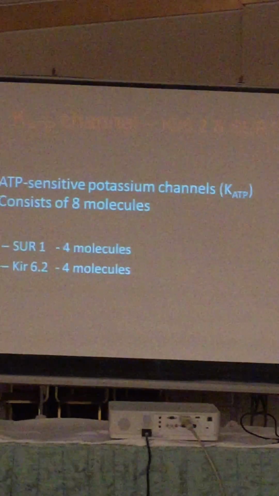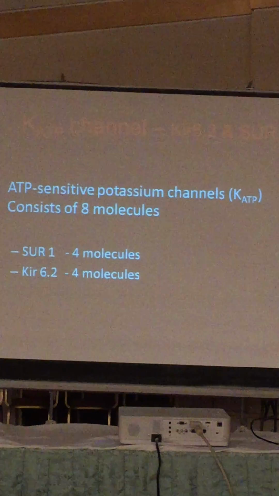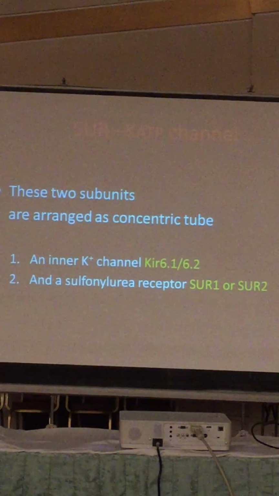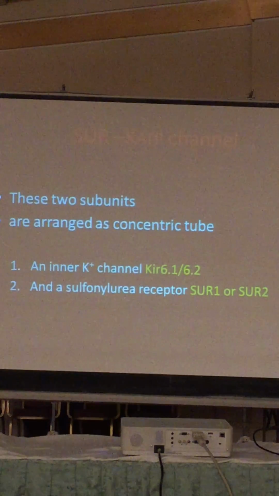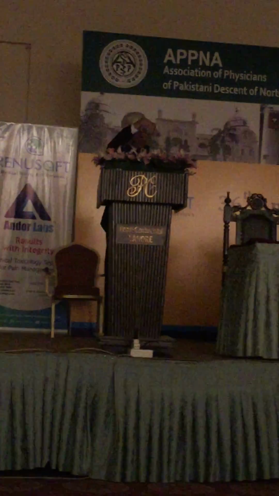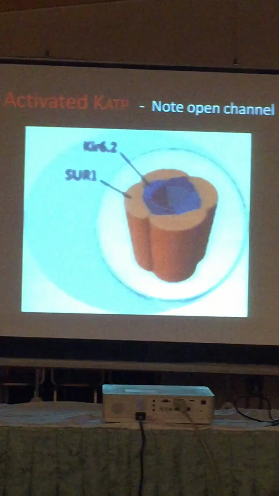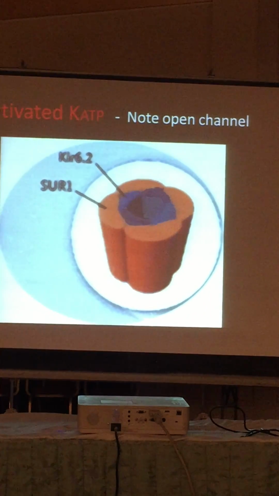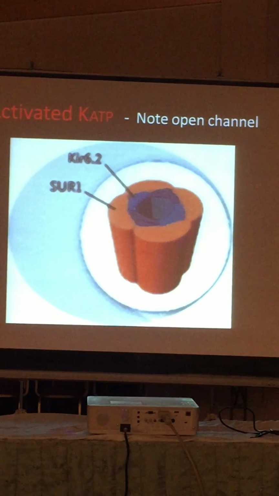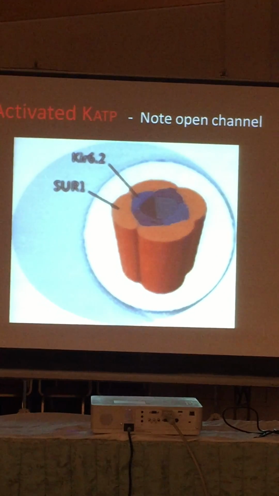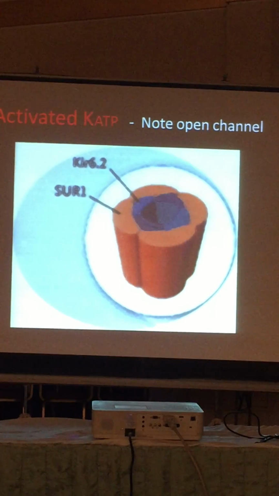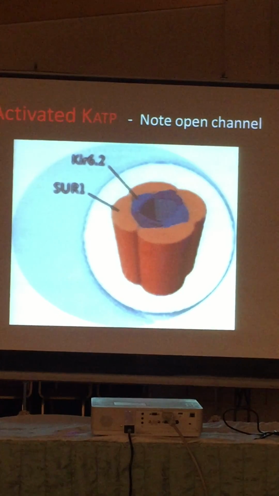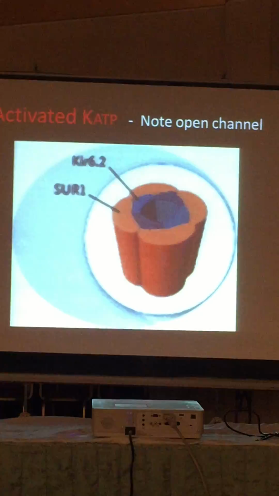There are 4 molecules of SUR1 and 4 molecules of KIR 6.2 which together form this receptor, and these units are arranged in concentric tubes. There are two tubes, one over the other: the KIR tube on the inside, and outside it the sulfonylurea receptor tube. The blue tube inside is KIR 6.2, 4 subunits, and surrounding that there is another tube of sulfonylurea receptors, 4 molecules arranged around it. So this concentric tube has a central channel which conducts potassium.